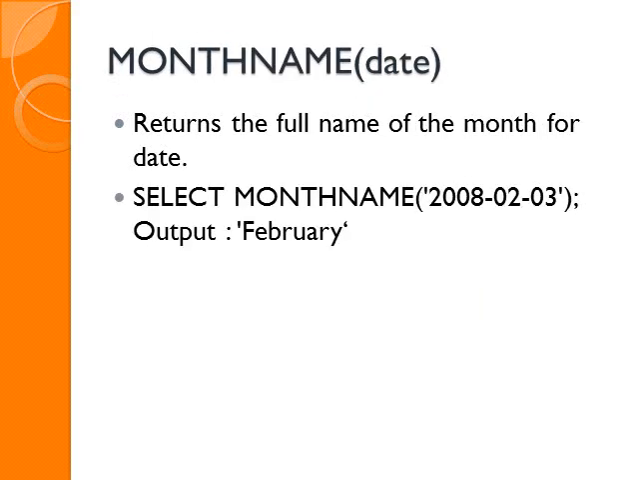MONTHNAME. It returns the full name of the month for a date. SELECT MONTHNAME, and within parentheses there is 3rd February 2008. So the output it is giving is February.